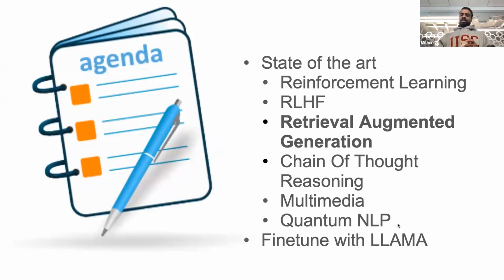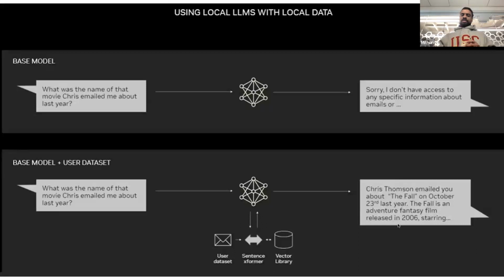Quick comments on what is retrieval augmented generation. It's simply this, right? When you start with ChatGPT, let's say this model was never trained on your emails. Now you ask this model, what was the name of the movie Chris emailed me about last year? And ChatGPT says, sorry, I don't have access to any specific information about emails. Now you fine tune it, or more interestingly, instead of fine tuning, you just open up an SQL query database to your emails. Now you ask the same question, and it goes through your emails. And of course, it says the movie Chris emailed you about was Fall, right?